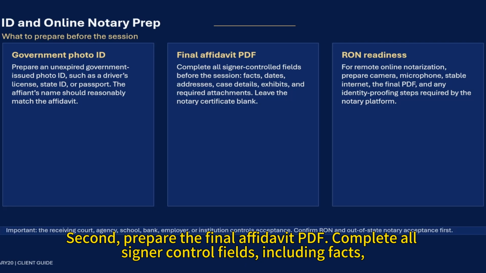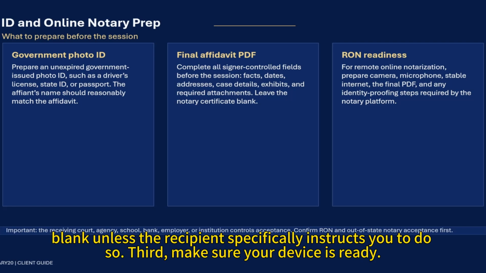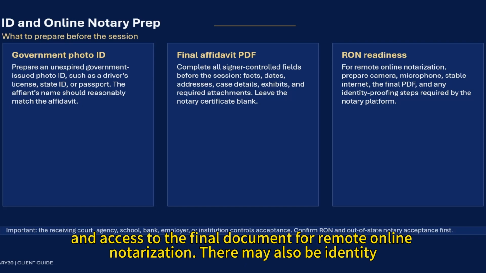Second, prepare the final affidavit PDF. Complete all signer control fields, including facts, dates, addresses, case details, exhibits, and attachments. Do not leave factual sections blank unless the recipient specifically instructs you to do so. Third, make sure your device is ready. You will need a working camera, microphone, stable internet connection, and access to the final document.